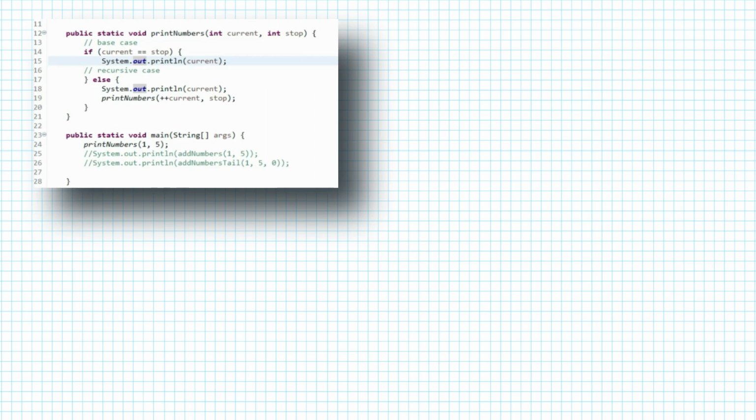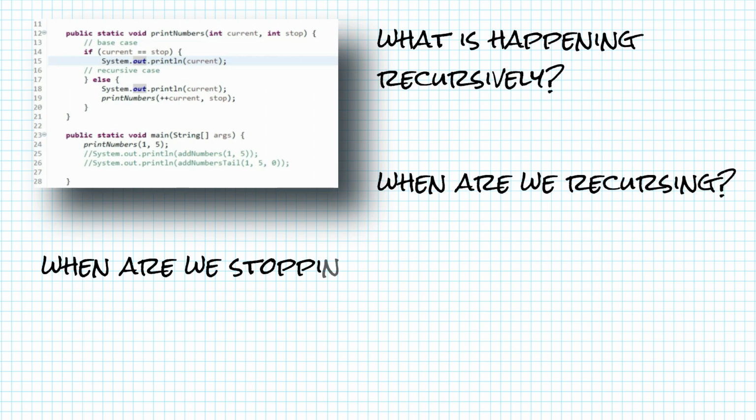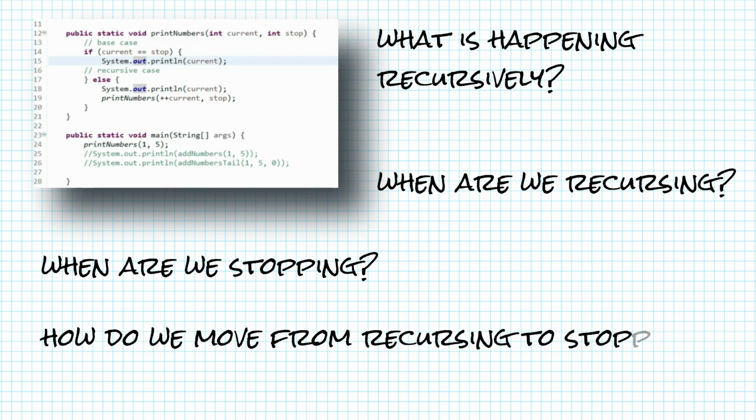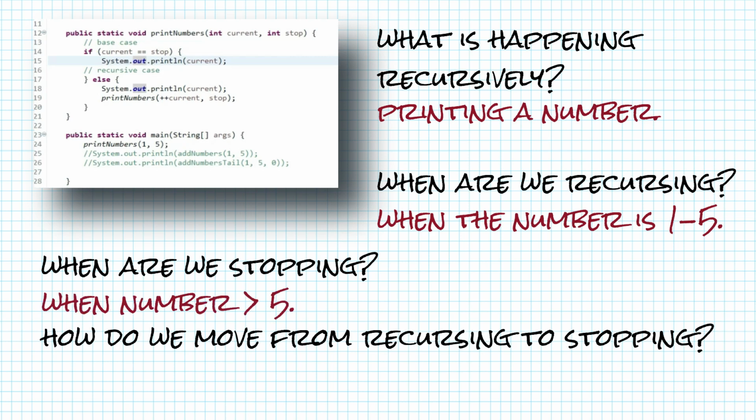Let's write a recursive method that prints the numbers from 1 to 5. When we're designing a recursive solution, we ask the same questions we ask for a loop. What is happening recursively? When are we recursing? When are we stopping? How do we move the condition from recursing to stopping? We know that in our program, we are printing a number. That is what's happening recursively. When are we recursing? When the number we're printing is between 1 and 5. When are we stopping? When the number is greater than 5.